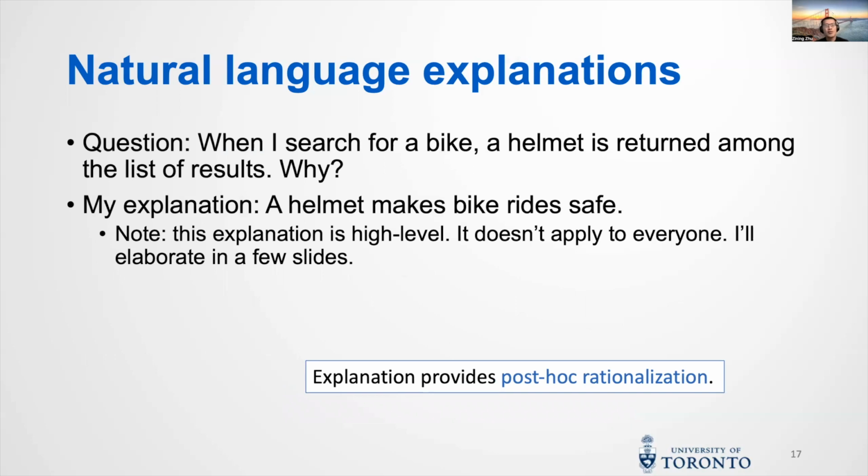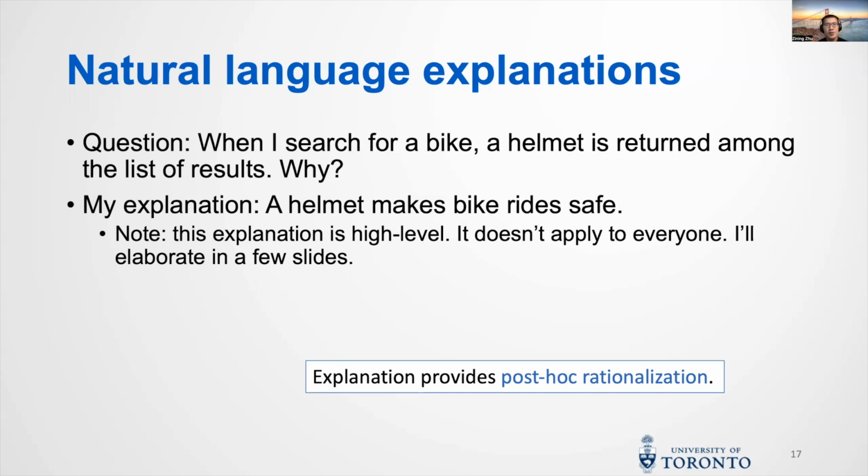Another aspect where natural language explanation is useful is that they can provide post-hoc rationalization. Let me explain what post-hoc rationalization means. Imagine that you are using a search engine. You search for a bike, and among that list of results, you see a helmet. Why? Because one of the explanations can be a helmet makes the bike ride safe. So this explanation rationalizes the event. It makes this event less surprising to the humans.